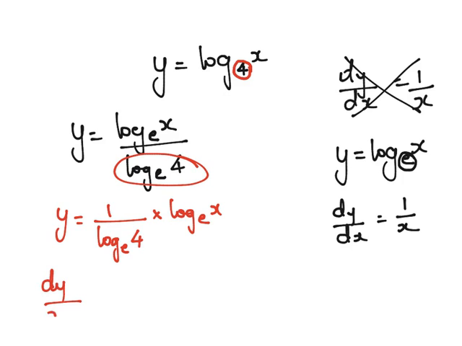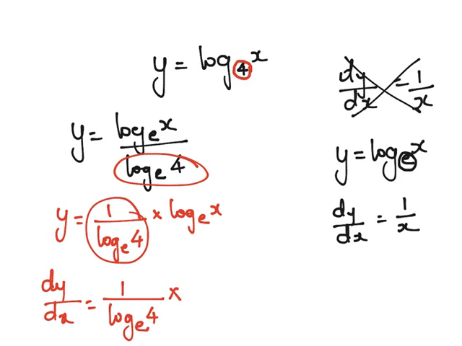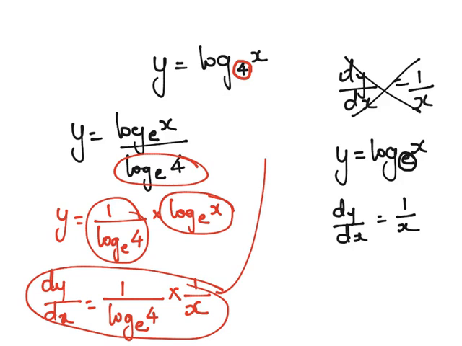So dy by dx equal to, so this is a constant, so I'll keep it as it is, 1 by log 4 to the base e multiplied with, now the derivative of this is nothing but 1 by x. So basically this is the derivative of this function. So it is useful here as an example. Let us see the next property.